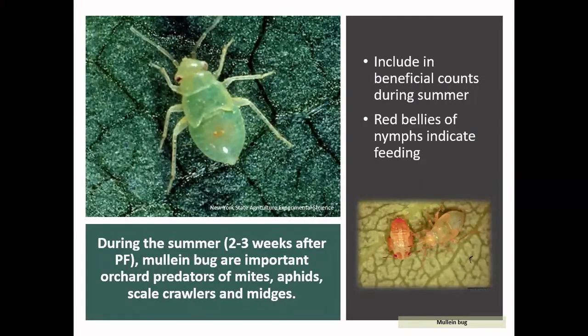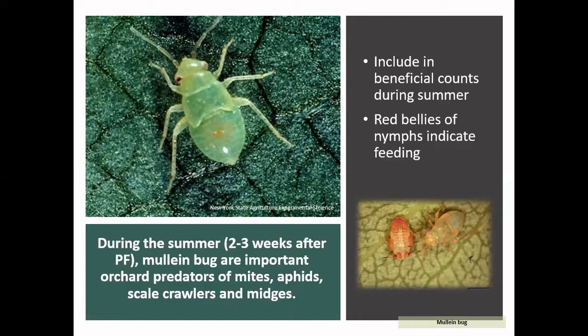Now, I mentioned that the timing of concern for this pest is up until petal fall, but that their activity does continue throughout the season. And the interesting thing about mullen bug, the important thing to know about this pest, is that during the summer, shortly after petal fall, mullen bugs are actually important predators in the orchard for mites, aphids, scale, and midges. And so after this point, once they start to feed on these other pest populations, it's important to include mullen bug as part of the beneficial counts throughout the season.